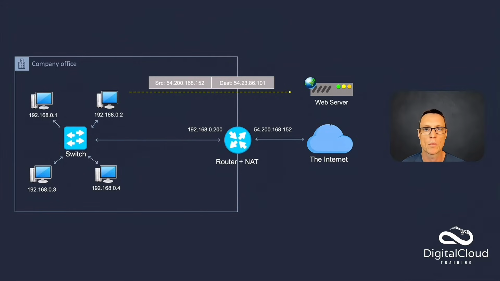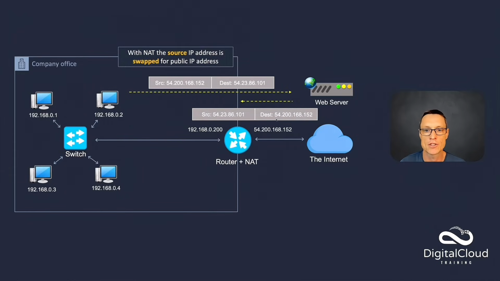It's trying to communicate with a web server. And note that its source address is not this 192 address. It's actually the address of the router, which now has the network address translation feature enabled. So what it does is it swaps the source address. And now the packet goes to the web server, and the return traffic comes back with a destination that is the IP address of the router with the NAT function there.